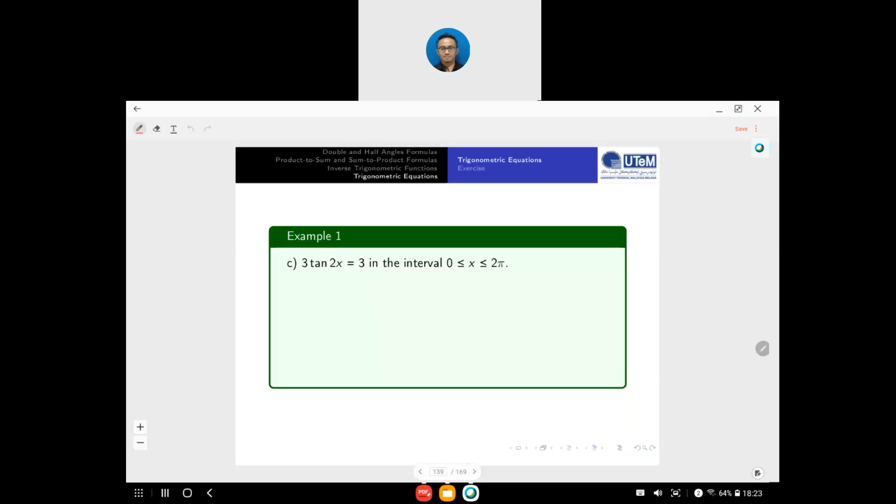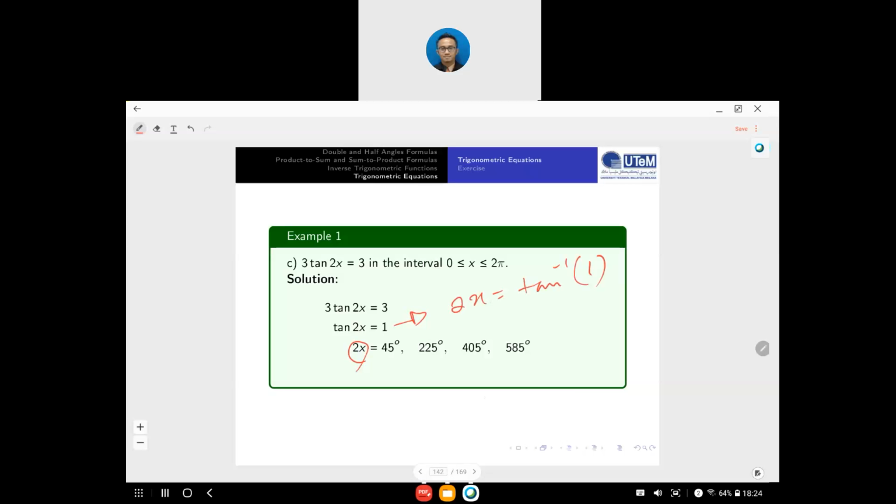For C, 3 tangent 2x equal to 3. Okay. Yang ni double angle. Be careful sikit. Awak pergi je sebelah sini, dia akan jadi 3 over 3, 3 over 3 equal to 1. So tangent 2x equal to 1. So this one you can solve for 2x. You can get 2x equal to tangent inverse 1. When you press the calculator, tangent inverse 1, you can get 45.